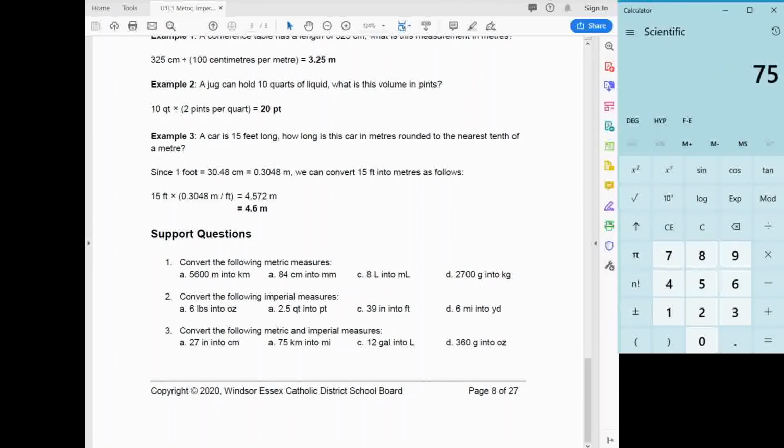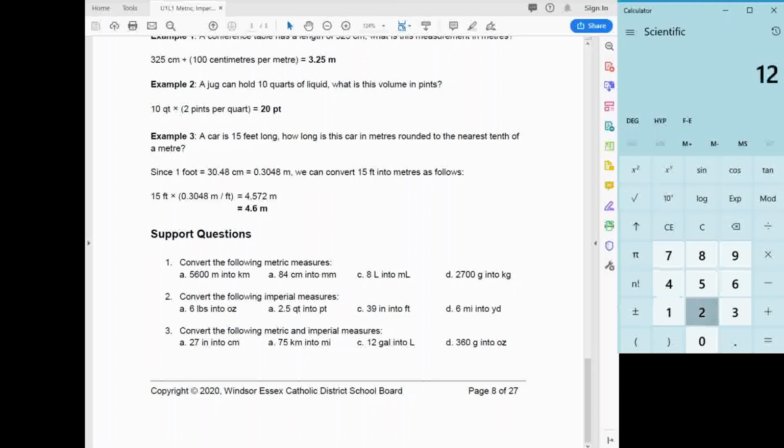75 kilometers into miles. It takes 1.6 kilometers to get to a mile. So if I divide this by 1.6 kilometers per mile, I end up with 46.875.